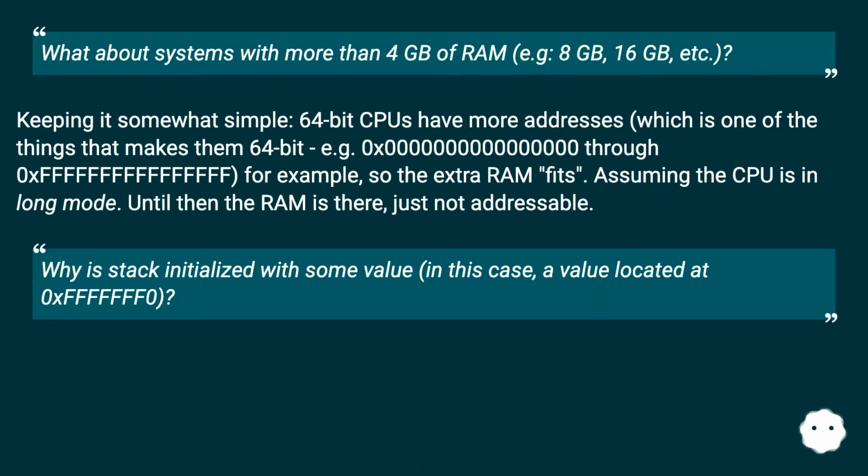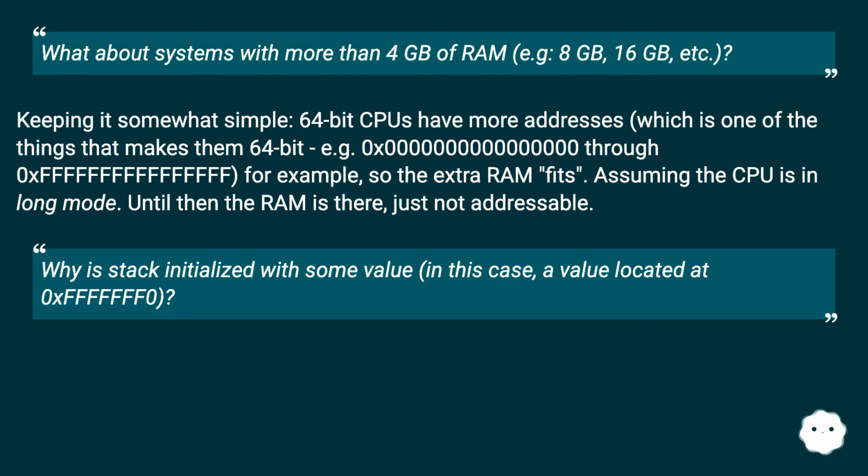What about systems with more than 4 GB of RAM, e.g., 8 GB, 16 GB, etc.? Keeping it somewhat simple, 64-bit CPUs have more addresses, which is one of the things that makes them 64-bit, e.g. 0x0000000000000000 through 0xFFFFFFFFFFFFFFFF, for example, so the extra RAM fits. Assuming the CPU is in long mode. Until then the RAM is there, just not addressable.